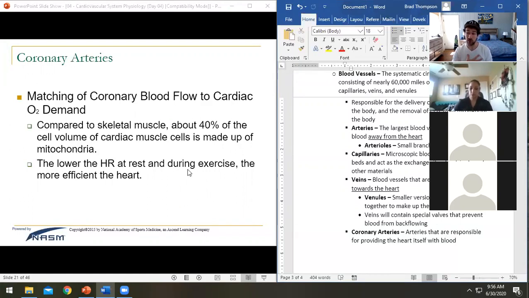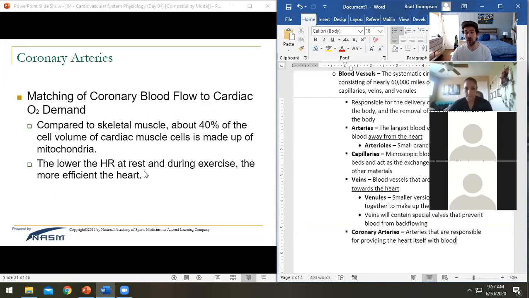Obviously the more work your heart is doing, the more oxygen it needs to deliver. And that's where there is a connection between your brain, your heart, and your diaphragm. That's what allows you to breathe more. That's what allows your heart to pump faster. And all of that is to supply your entire body with oxygen. But its first stop is the heart itself, where it's delivering more and more oxygen.